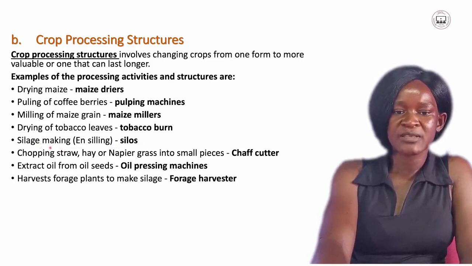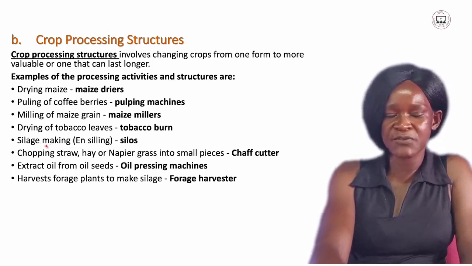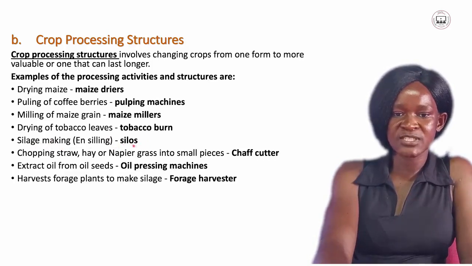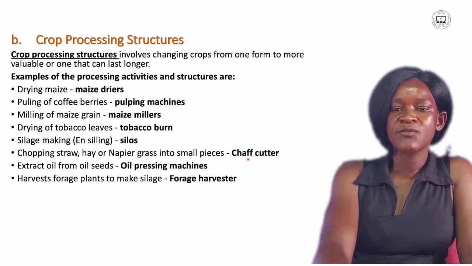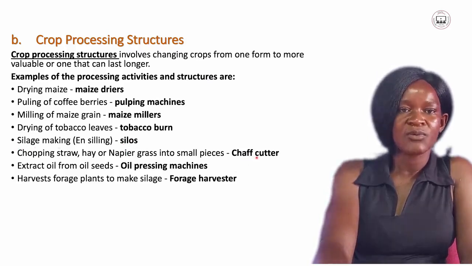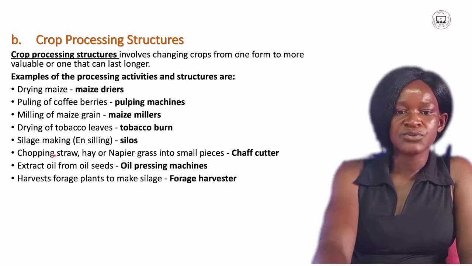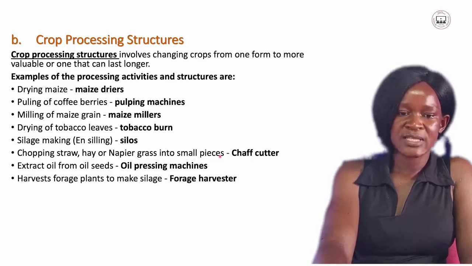So we make this silage to conserve the feeds. So we use the silos. Silos is a structure for silage making. Then we have the chaff cutter. This one is for chopping. We use it to chop straw, hay, napier grass, as well as other materials into small pieces.